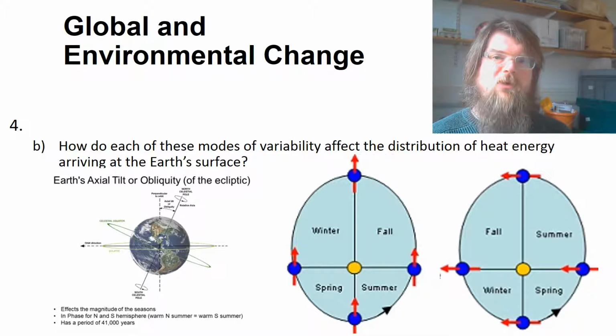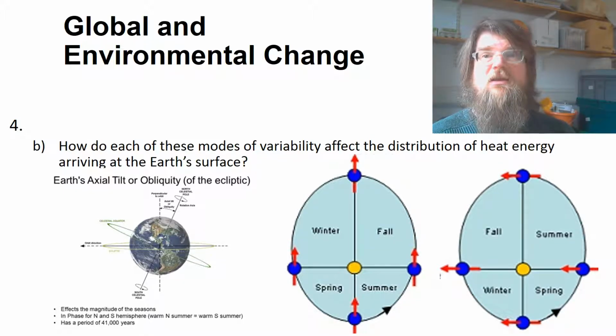So when we have a year that has very strong seasonality in the northern hemisphere because we're tilted over a lot, which means we're also tilted over in the southern hemisphere, we're going to get extreme warm summers and cold winters in both hemispheres.